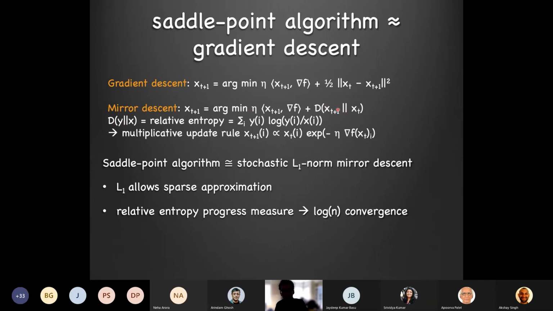And if you do that, you get a different update rule called the multiplicative update rule, where your probabilities get multiplied by e to the minus your step size times the gradient. And so if you use this different form of gradient descent, this basically gives rise to the saddle point algorithm.